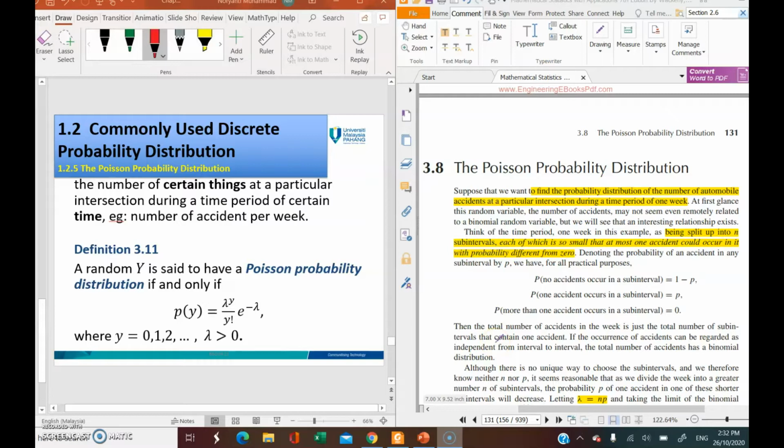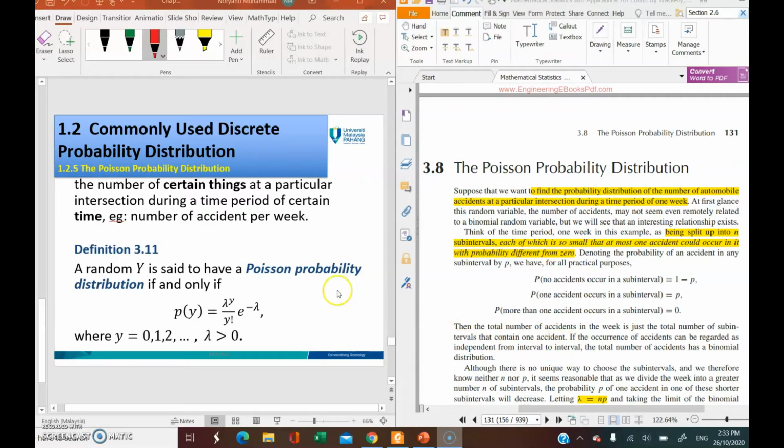So today we continue our 1.2 commonly used discrete probability distributions with the Poisson probability distribution. From the previous videos you have learned the hypergeometric probability distribution function, geometric distribution function, binomial, and negative binomial. You have learned four: binomial, geometric, negative binomial, hypergeometric. Now this is the last one, the Poisson probability distribution.